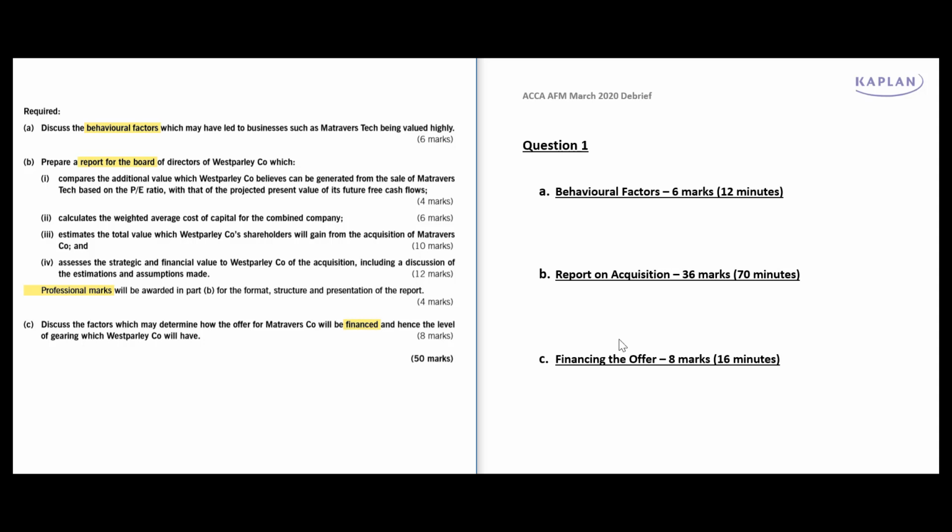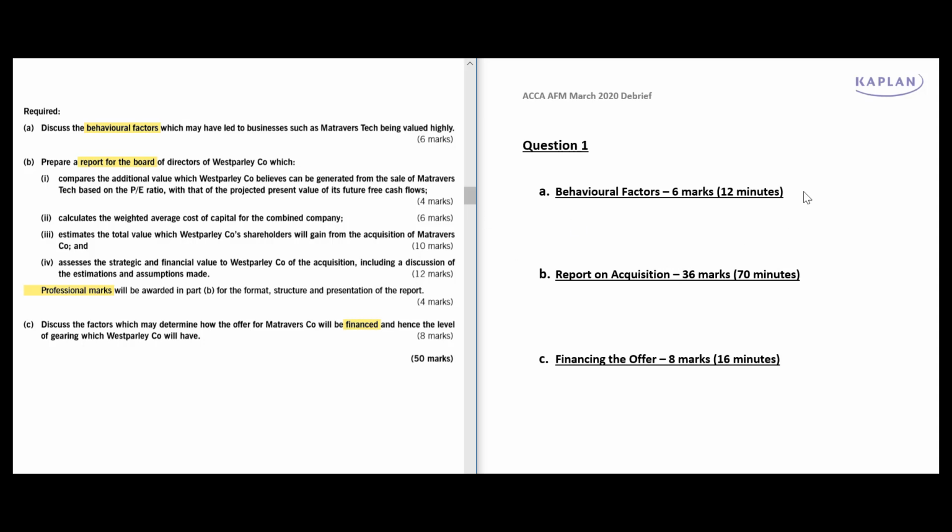They're really useful. These behavioural factors then, it was about why this tech company was potentially valued too high, so why it was being valued highly. Now they did ask for behavioural factors. A lot of students went down the route of coming up with techniques of valuing companies, but it wasn't about that. It was about what behavioural factors would do that. So why might people value it too highly?